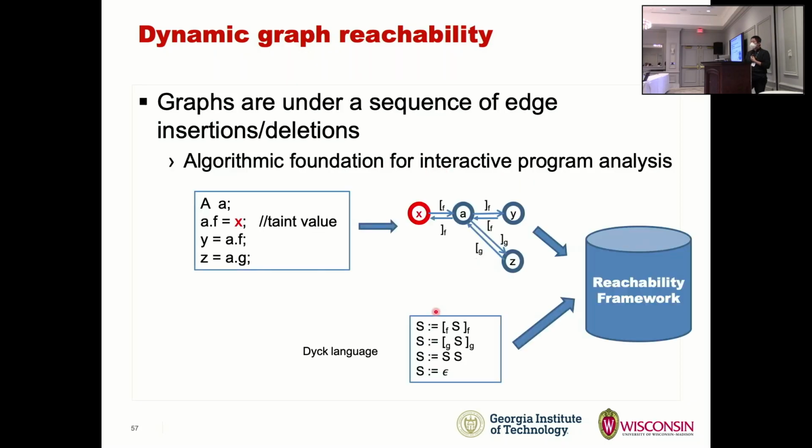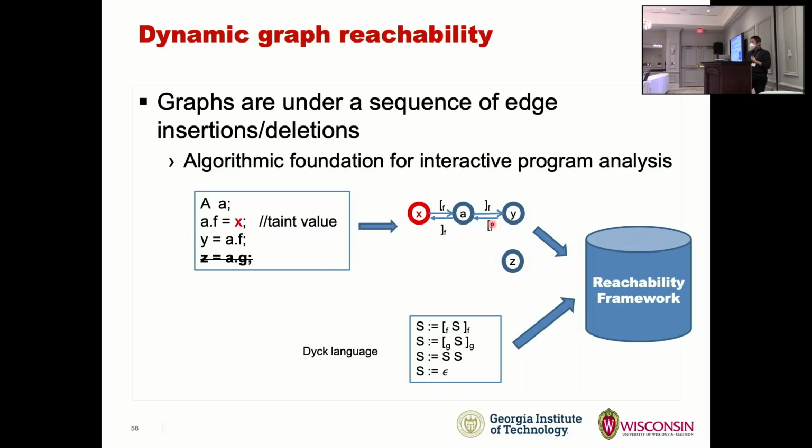So this is the static view of graph reachability, where we have the graph, and we know all the edges in advance, and we also have the grammar, and we have the algorithm for solving the problem. In a dynamic setting, now a user can remove one of the statements, which corresponds to the removal of edges in your graph. And in this case, how do we solve the reachability problem?